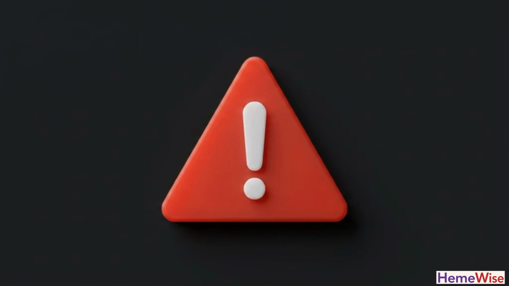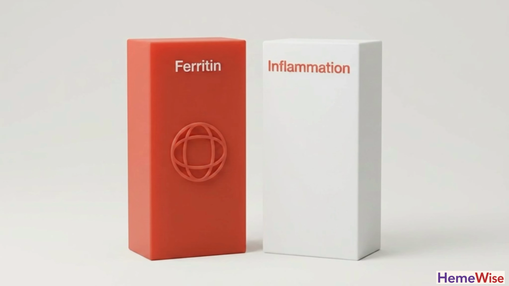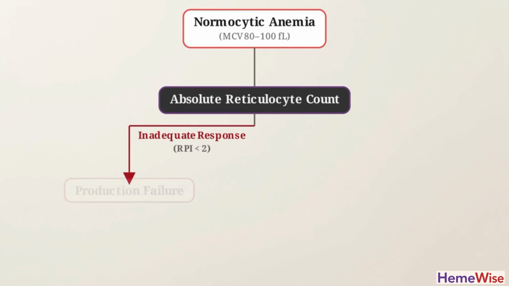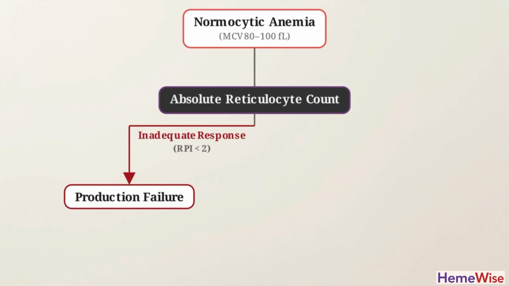This creates a major clinical pitfall for this branch. A high ferritin level in the presence of systemic inflammation absolutely does not rule out underlying iron deficiency. In normocytic anemia, the absolute reticulocyte count is the mechanistic pivot. An inadequate response under 2 indicates production failure, like in chronic kidney disease, where Ret-E drops.